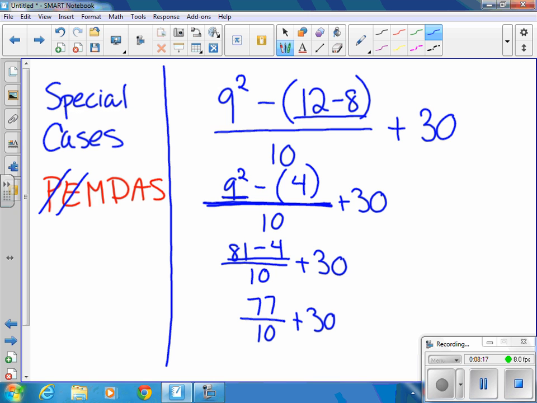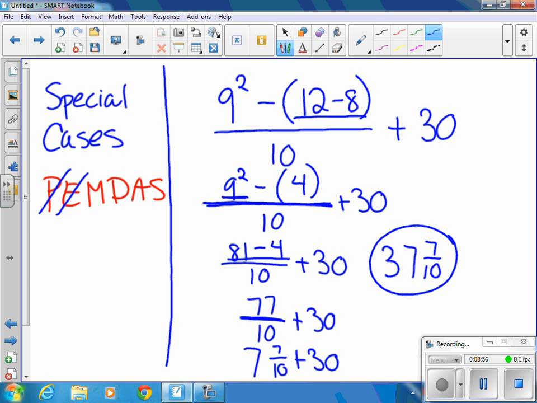Now here, I can do one of two things. I can either leave it as a fraction, which I think I am going to do. It'll be a little easier for me to do it this way. Or I could make it into a decimal if I wanted to. But I'm going to leave it as a fraction. So 10 goes into 77 7 whole times with 7/10 left over. And I'm going to add to that 30. Because, again, I needed to get rid of this part right here because that was still my parentheses. So now I have 7 plus 30. That's going to give me 37. And then the 7/10 is left over. So there's my final answer for this problem.